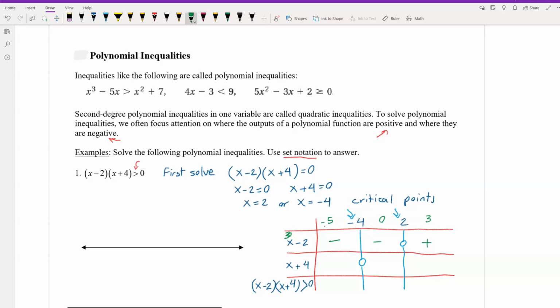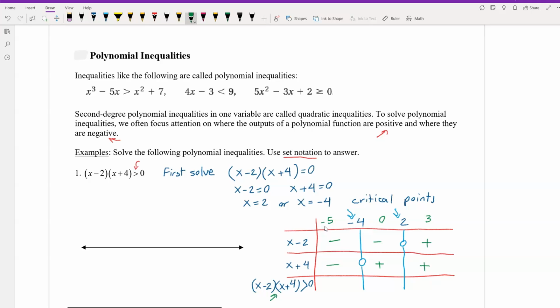Now, you can use the same numbers here for x plus 4. So we have negative 5 plus 4. Negative 5 plus 4, that is negative. And then 0 plus 4, that is positive 4, so it's positive. 3 plus 4 is 7, so that is positive. So we have all these negative and positive.